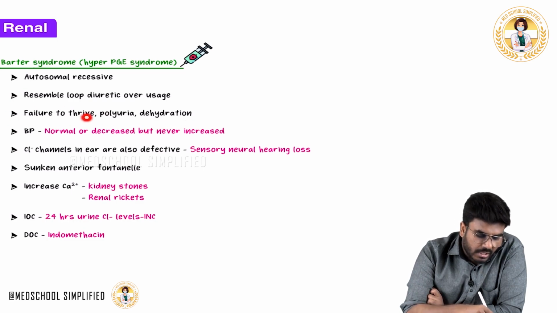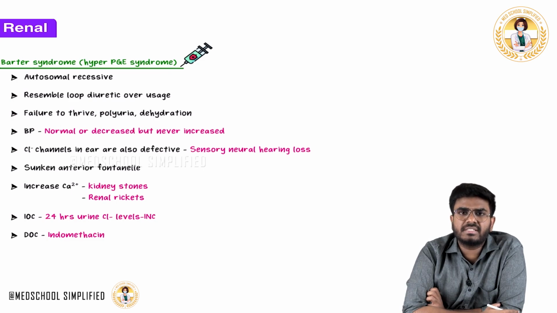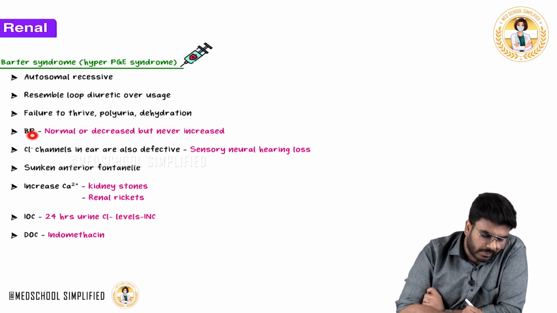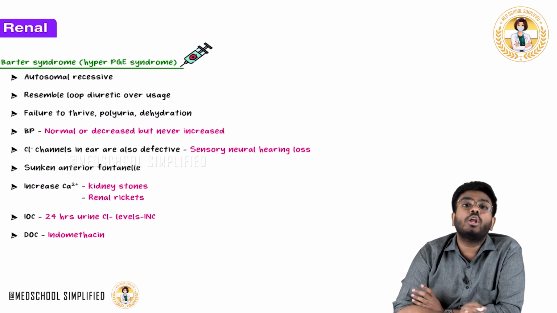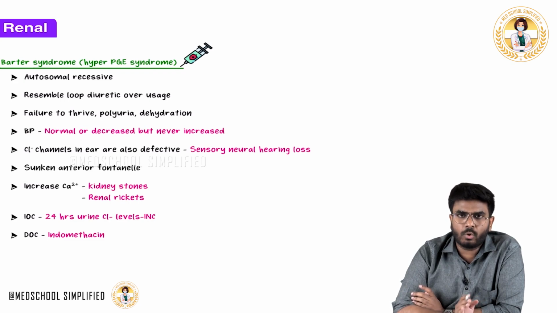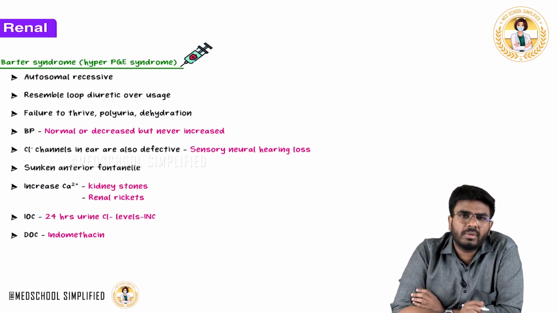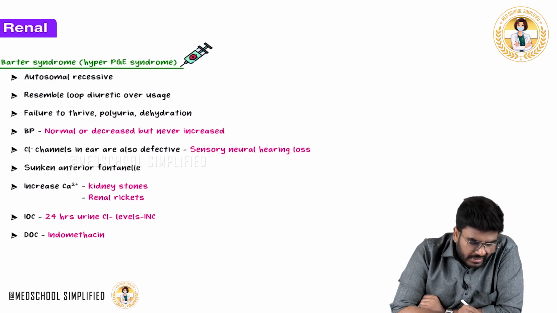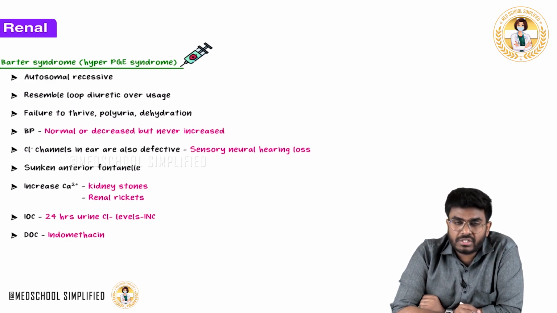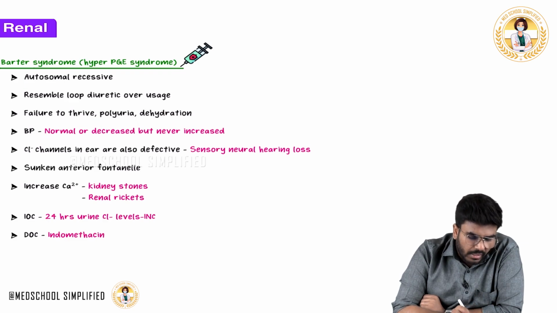These patients are also having failure to thrive, with severe dehydration. And if you look at the BP, it is decreased, or it can be normal. Why? Because there is volume loss. More and more urine is going out of the body. So BP is normal, or most of the time decreased, but it is never increased. Later we will see certain kidney disorders where BP is increased, like Liddle syndrome, where there will be hypertension. But here the main problem is polyuria, dehydration, and failure to thrive with normal or decreased BP.